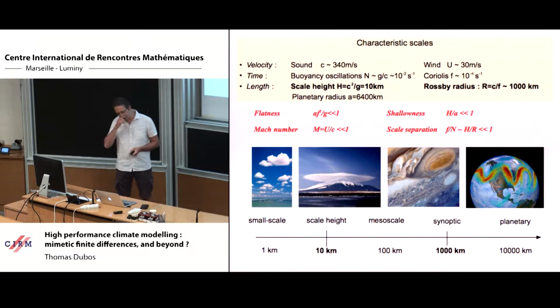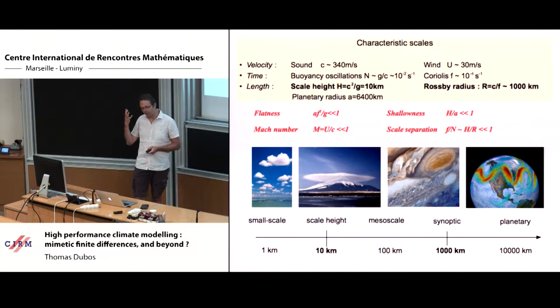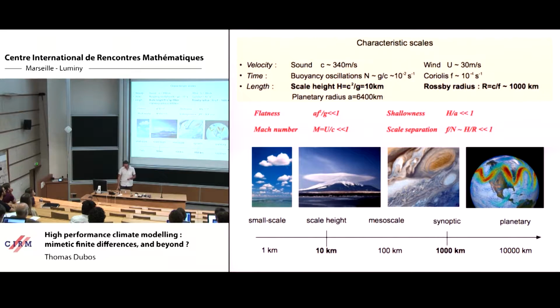Okay, but we don't solve it. The atmosphere is not just a random standard flow. It's a flow in a very specific regime, and to understand that, it's good to have some scales in mind. So there are some velocity scales given by the speed of sound and wind, and some time scales.